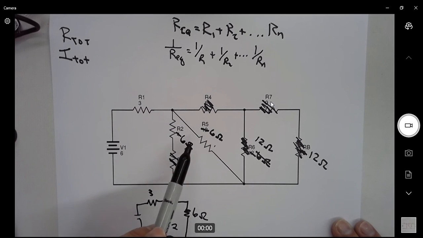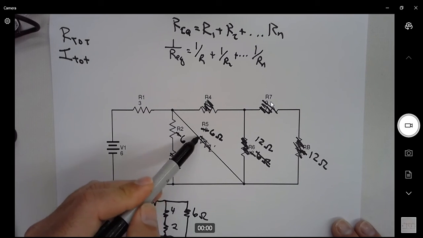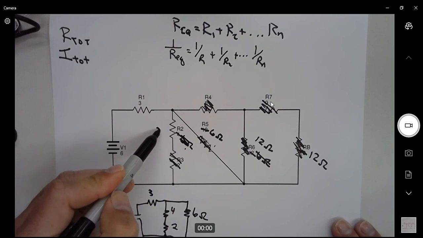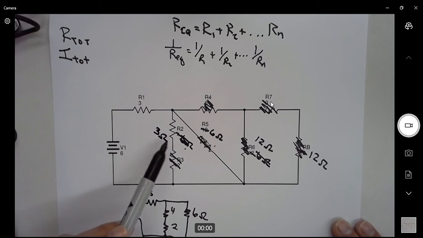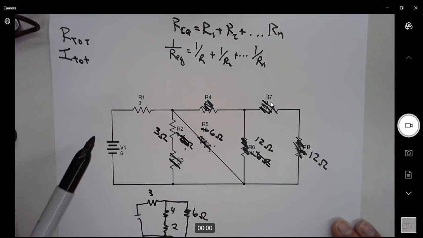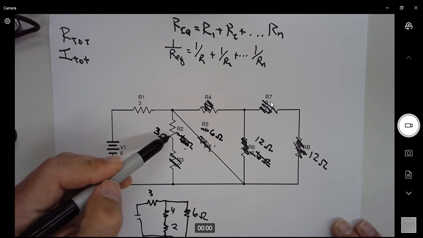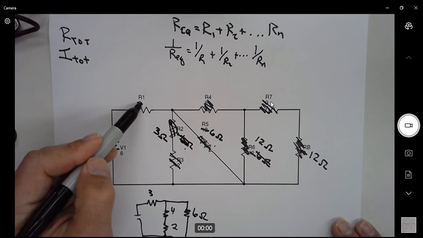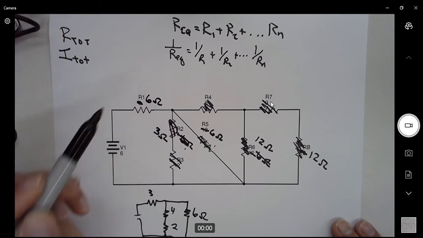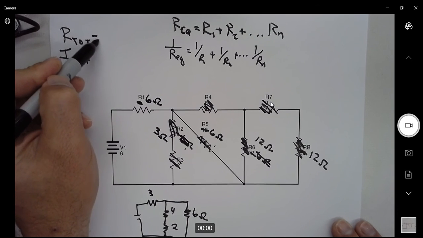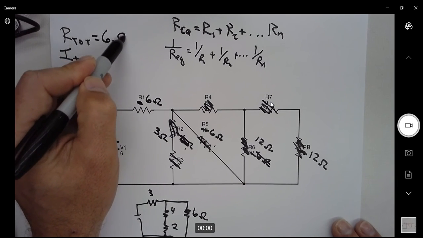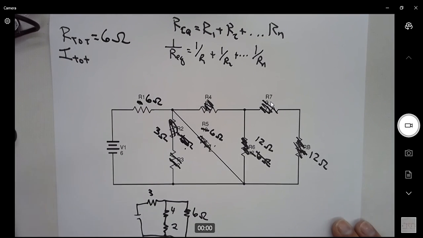We've got a 6 ohm resistor and a 6 ohm resistor in parallel with each other, and that is going to look like a single 3 ohm resistor. Now we're down to a 3 ohm resistor and a 3 ohm resistor in series with each other. We can eliminate that guy, and he looks just like a single 6 ohm resistor. So our total equivalent resistance of this circuit is 6 ohms.